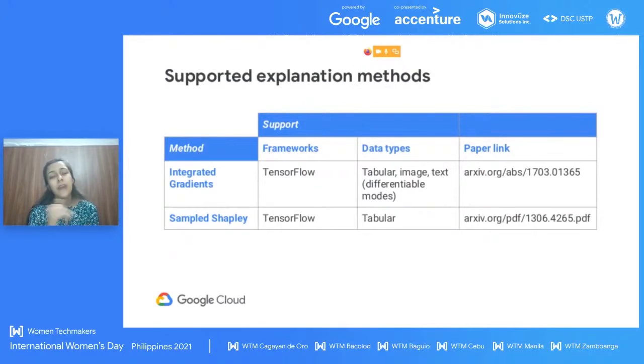At the back of explainable AI, it uses different methods to understand feature importances in the model, to understand which pixels are contributing the most, which words are contributing the most in text, etc., for each of the different instances and data points in your data set. Some of these methods are integrated gradients and sampled Shapley.